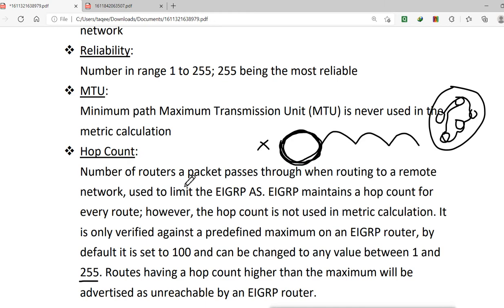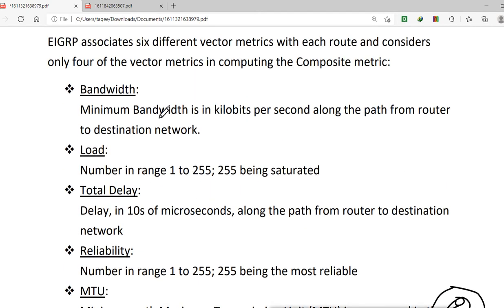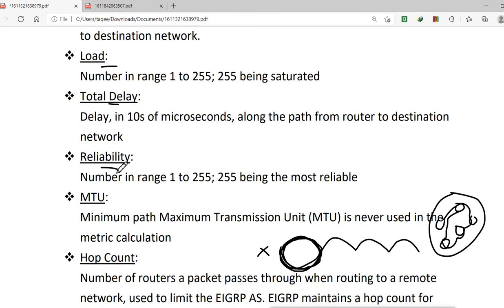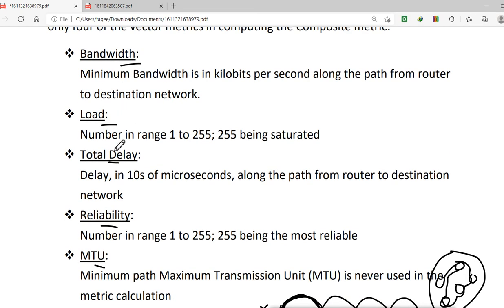In a metric calculation, it only calculates these values. It only calculates the bandwidth, then the load, then the delay, and then the reliability. It does not use MTU and hop count as a metric. And of these four metrics, bandwidth, load, delay, and reliability, by default it checks only bandwidth and delay. These values are not checked. Load and reliability are not calculated by default. They are off. But when you want, you can enable these to be checked also.